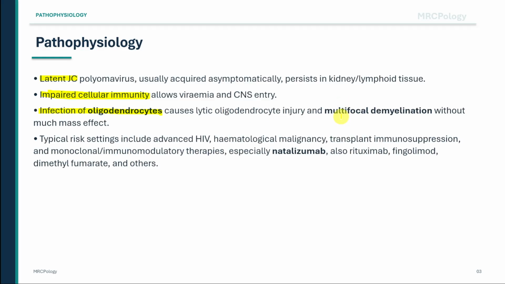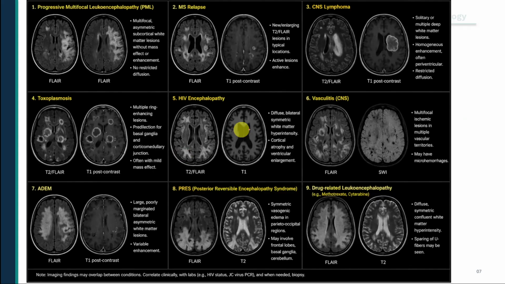That pathophysiology explains the imaging. Oligodendrocyte destruction causes white matter demyelination. Because this is not primarily a tumor or abscess, there is usually little mass effect, little edema, and often no enhancement. So the classic MRI pattern is multifocal, asymmetric, subcortical white matter T2 or flare hyperintensity, often T1 hypointensity, with little or no enhancement and little or no mass effect.